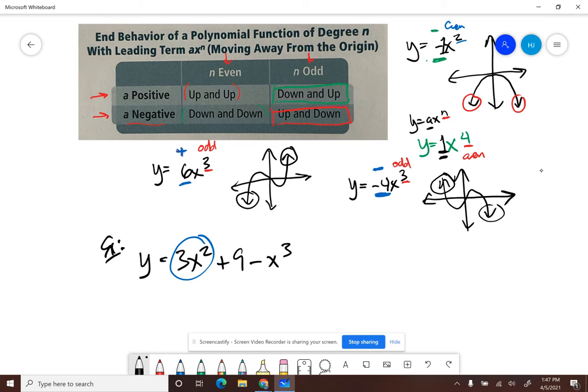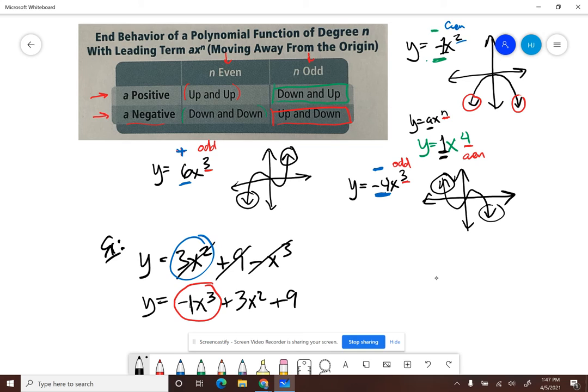So one of the first things we need to do is write this in standard form, which means we're going to take our highest exponent first. So it'd be negative x to the third, plus 3x squared. And so you see that we're going in descending order, plus 9. Okay, now I have this written in standard form, and now I can really look at my leading coefficient. So if you notice here, I have negative x to the third. Remember that there's always a 1 right there.